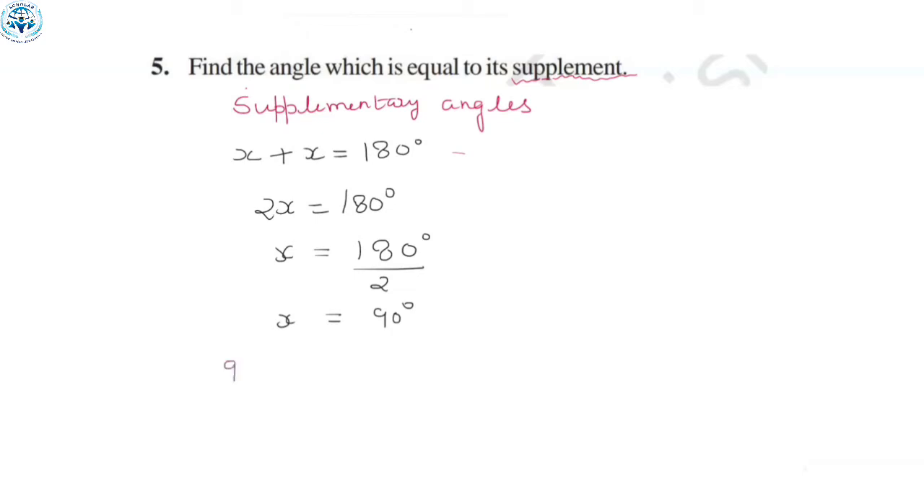That means the angle which is equal to its supplement is 90 degree. Both the angles are 90 degree and the sum is 180 degree. That means they are supplementary.